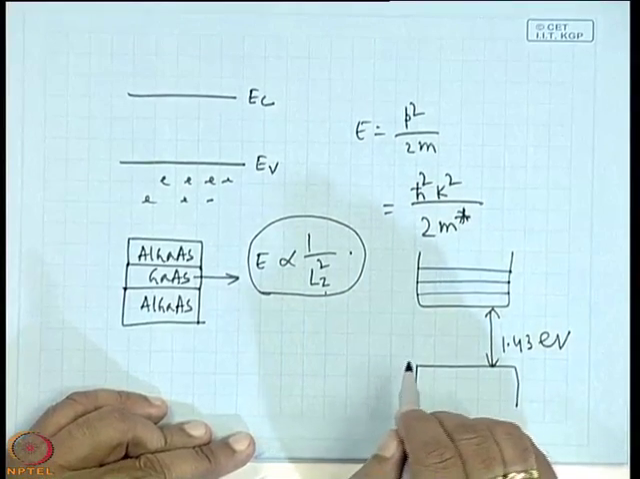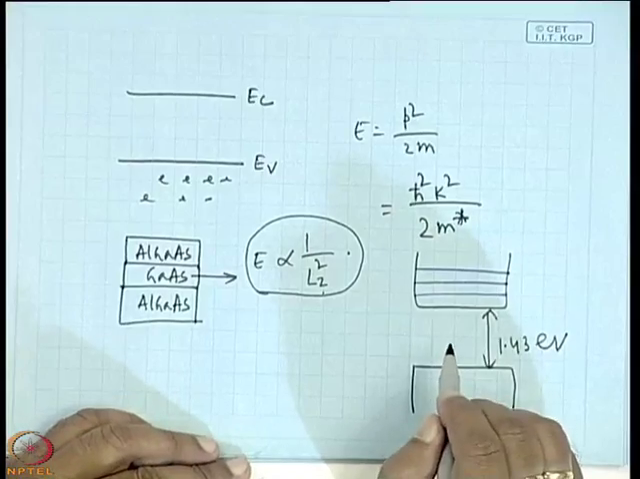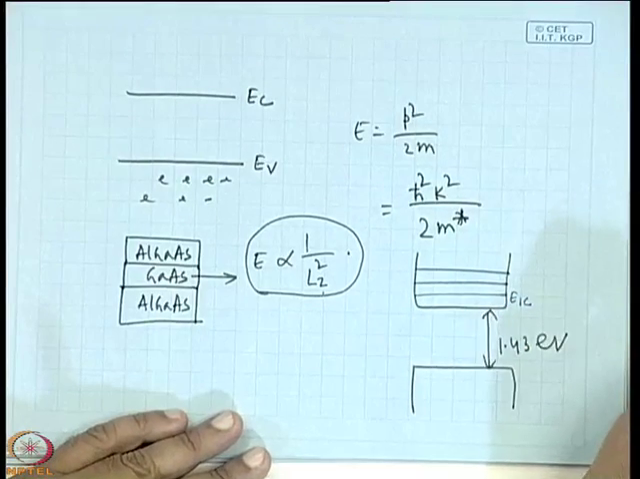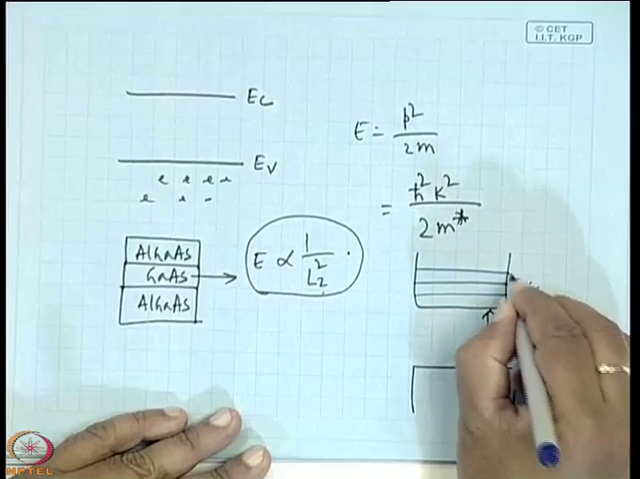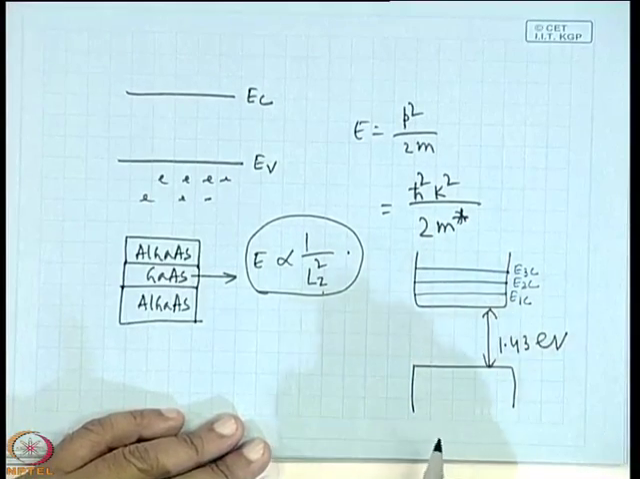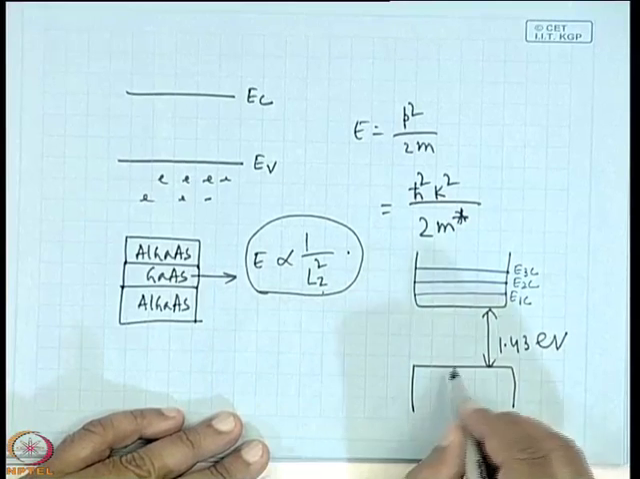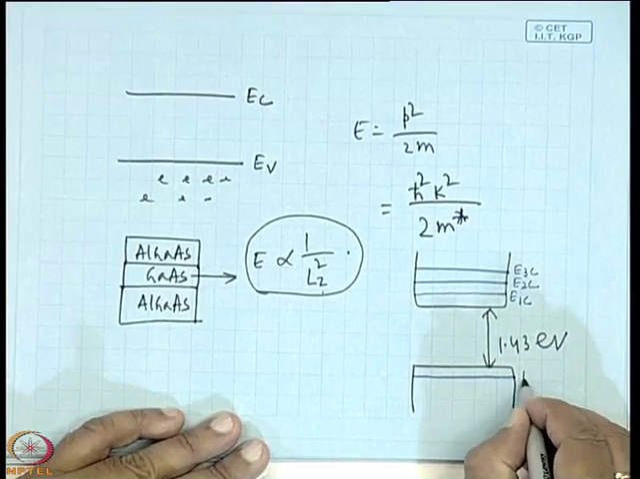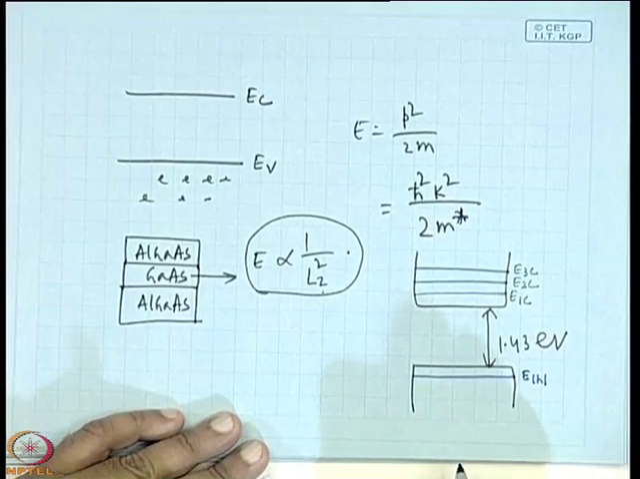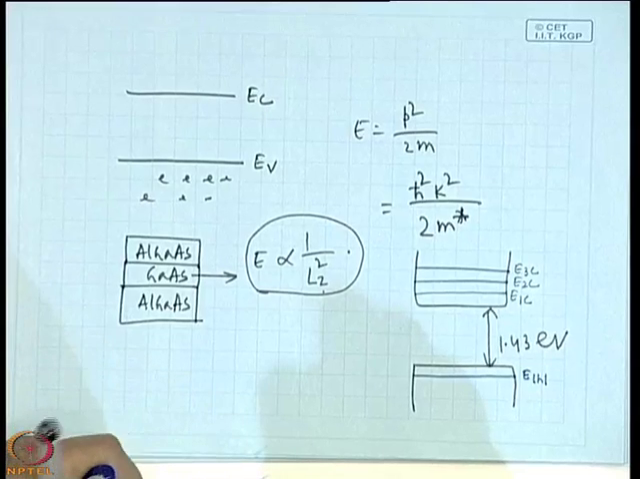Why will there be a splitting? The splitting will be due to quantum mechanical phenomena, because of the confinement of carriers. Because you have restricted the motion of the carriers, there will be splitting of the energy level. This is E1C, C means conduction band, then E2C, E3C, etc. Similarly, the valence band will also split. This valence band will be E LH1, where LH means light hole.